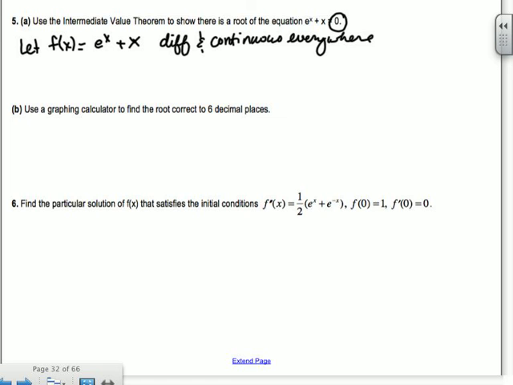Okay, and Roshni was saying if you plug in one value and you get a negative number out, and then you plug in another value and you get a positive number out, there has to be a root between them. So what numbers do you want to plug in? Negative 1? Is that what someone said?